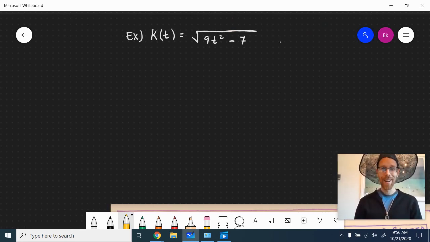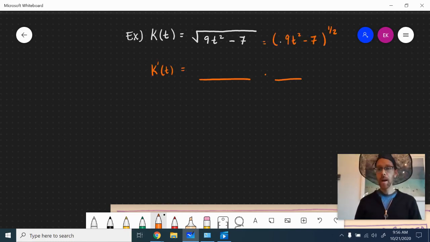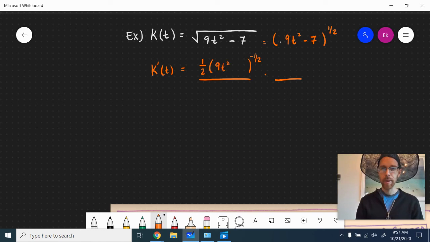Try this one on your own. All right, check your work on this one. This one has 2 layers, so we should have 2 things multiplied together. Outer function is something to the half, so the derivative is 1/2 something to the negative half. Inside is 9t squared minus 7. Derivative of the inside would be 18t. Final answer looks like this.